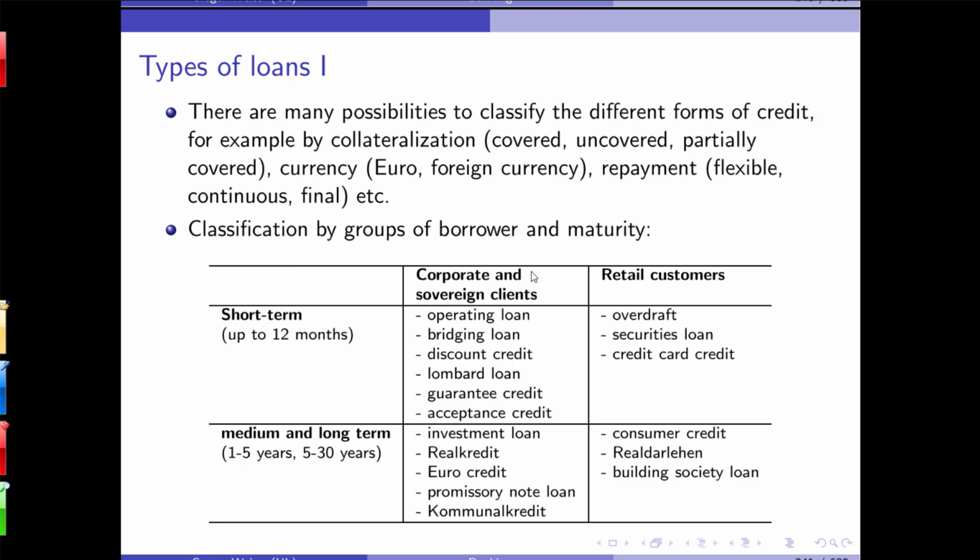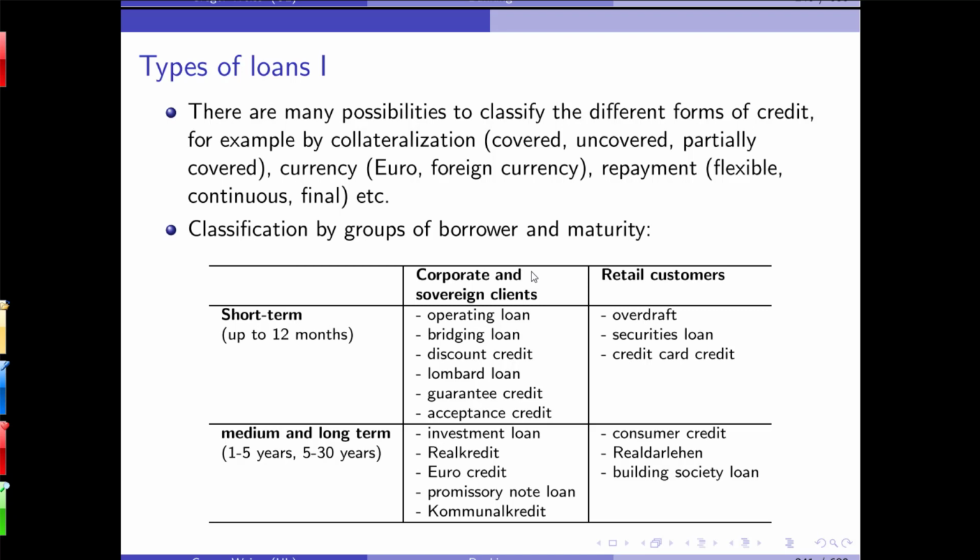We have already talked about this. We distinguish between retail loans to private customers, retail customers, and to corporate and sovereign clients. And we distinguish between short-term and medium and long-term. Short is everything up to 1 year. Medium is between 1 and 5 years, and long-term is 5 up to 30 years. Retail customers, that's very simple. Overdraft credit, securities loan, credit card credit, or you get a consumer credit, a Realdarlehen, difficult to translate that, or a building society loan, a Bauspardarlehen, also very German.